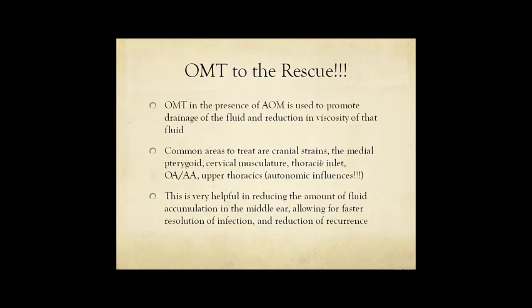They should always be taken the complete course they're prescribed to reduce the incidence of resistance, but it's not one or the other. OMT is appropriate throughout, whether they need antibiotics or not. It can be very useful.